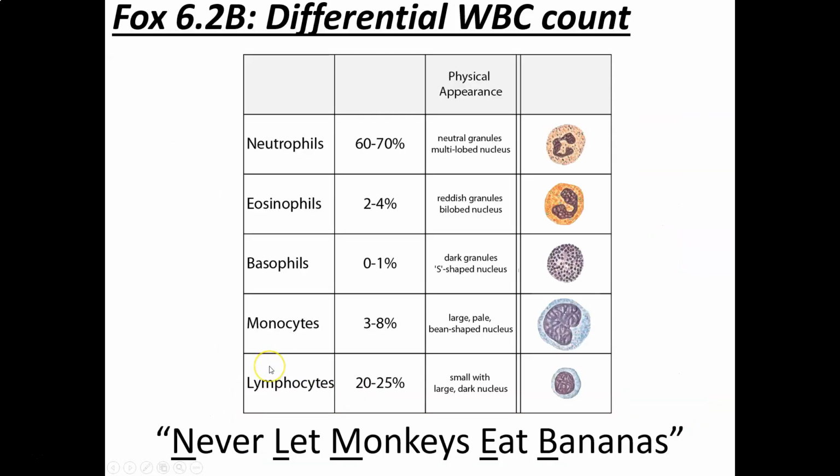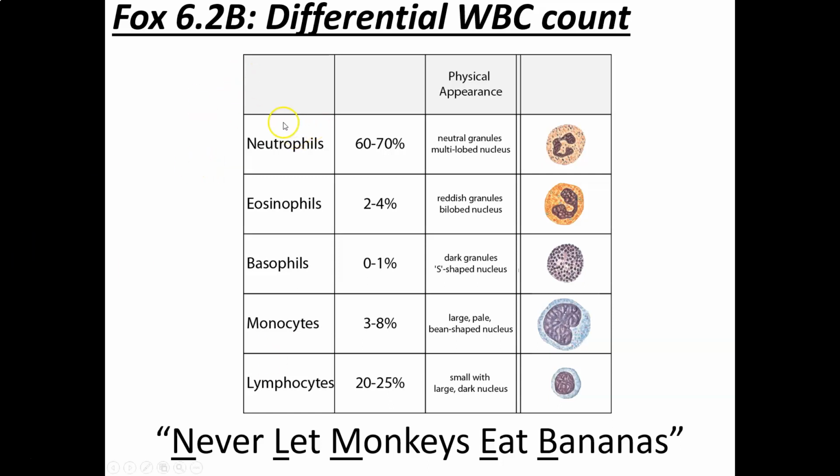Now, I want you to be able to differentiate between the white blood cells based on the number or physical appearance. In lecture, we also had to know their characteristics and what they produced and things like that. But for the differential white cell count, that was 6.2b, you had to be able to identify them under the microscope, so what they look like, their physical appearance, and then also based on what the counts were, are they normal or not? So you should know the percentages.